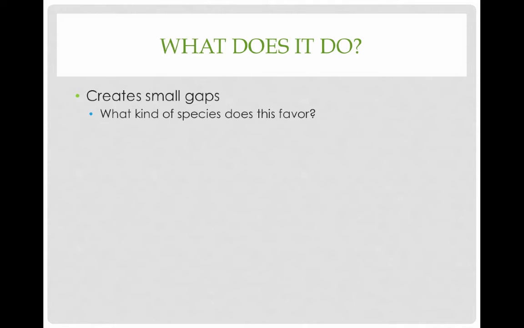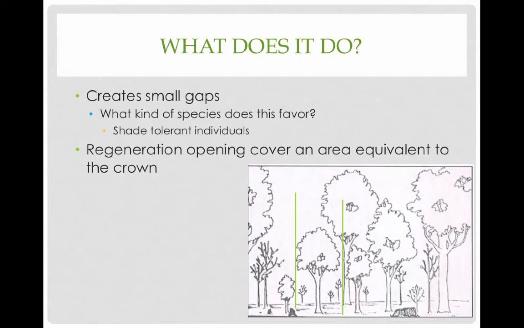So shade-tolerant individuals, and remember, those individuals are tolerant of shade. They can regenerate in the shade. And this area that we're creating, this small gap, is opening an area equivalent to the crown. So in this example, say we're taking out this tree to allow maybe some tending for an additional tree. So we're only opening an area equivalent to the crown. So we're not opening up that much space.